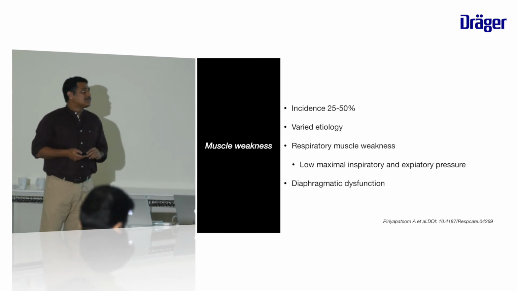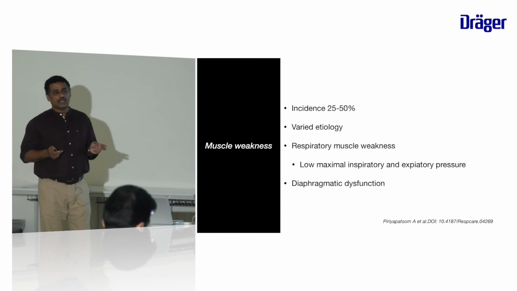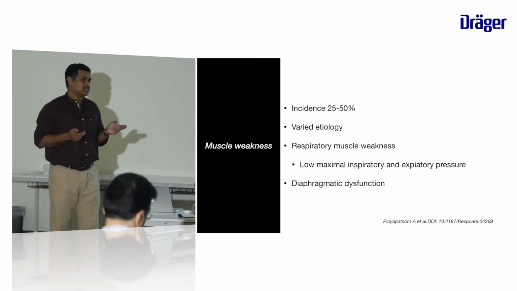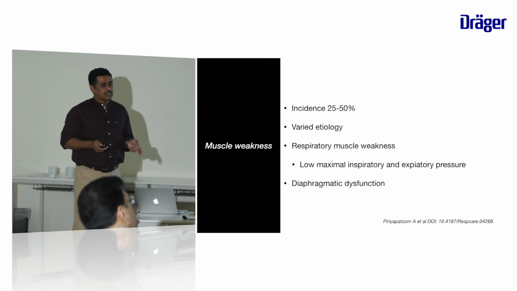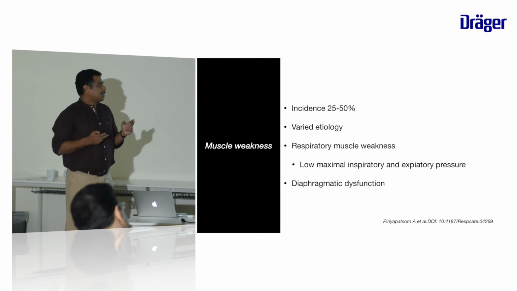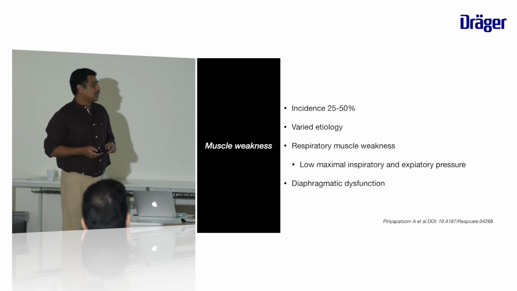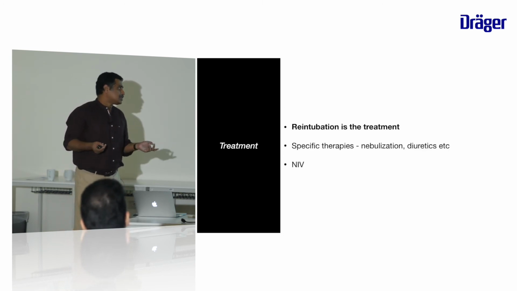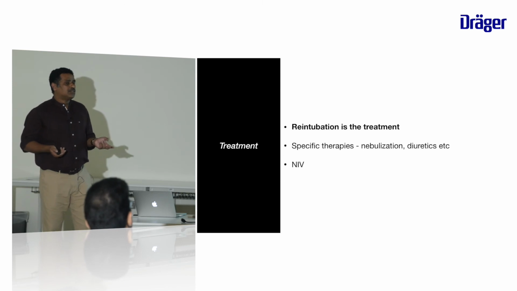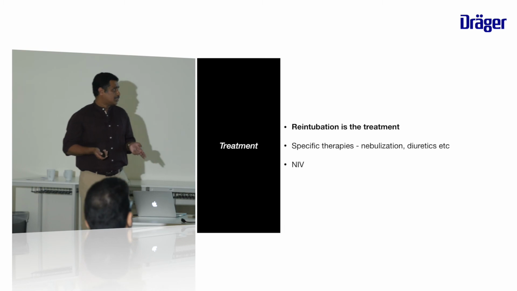Finally, muscle weakness. The incidence of generalized muscle weakness in critically ill patients is 25 to 50%. The etiology may vary. It can be from inflammatory sepsis, prolonged ventilation, prolonged sedatives, neuromuscular blockers. So it can precipitate respiratory muscle weakness as well as diaphragmatic dysfunction, which can lead to respiratory failure. The treatment is reintubation, and if there is stridor, nebulization, and if there is increased lung water, diuretics.